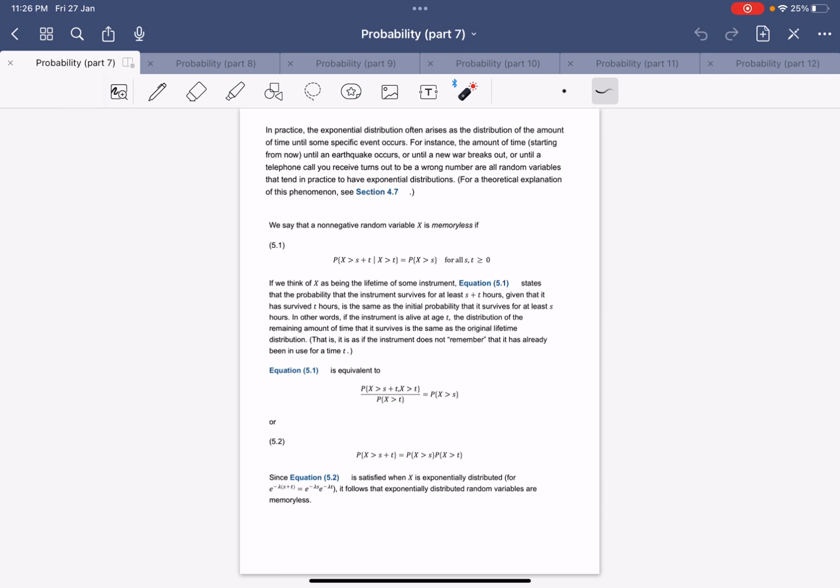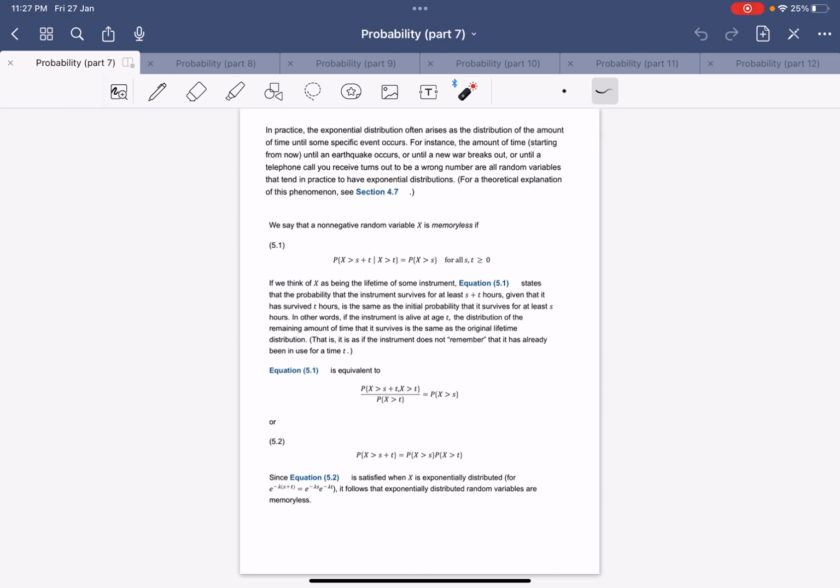And the utility of this is that the exponential distribution is the only distribution that has the memoryless property for continuous random variables. And what does this mean? It means that the probability of x being larger than s plus t, given that you already know x is larger than t, can be reduced to finding the probability that x is just larger than s.